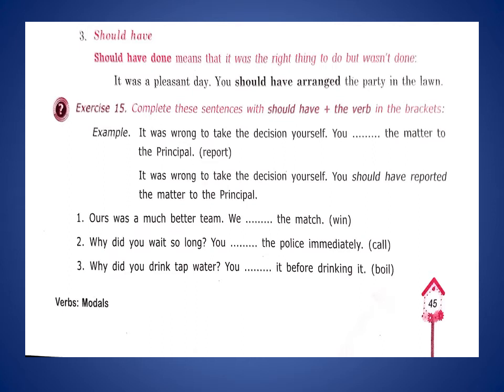Complete these sentences with should have plus verb form, and the verb form will be the third form of the verb in the brackets. We have to just fill in should have plus the third form. See the example: It was wrong to take the decision yourself. You dash the matter to the principal. Should have reported. In all the sentences you'll do, I'm going to do one for you, children.